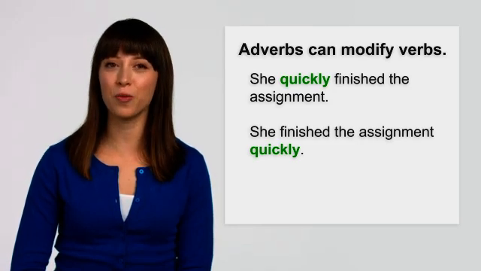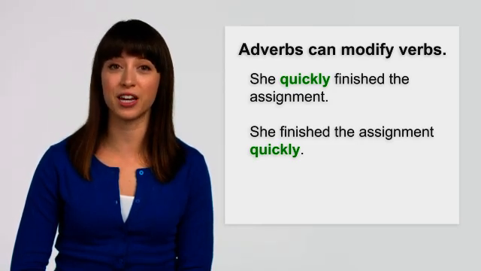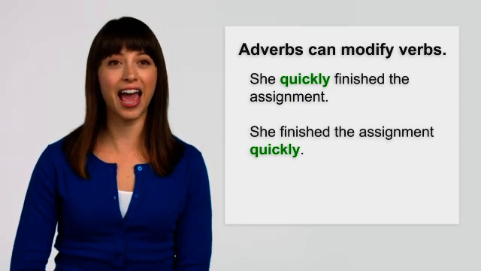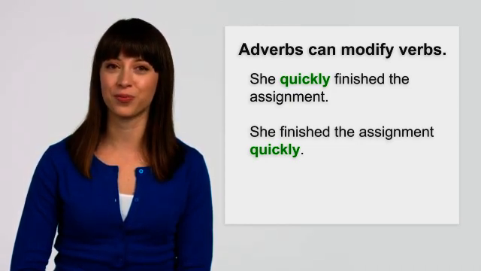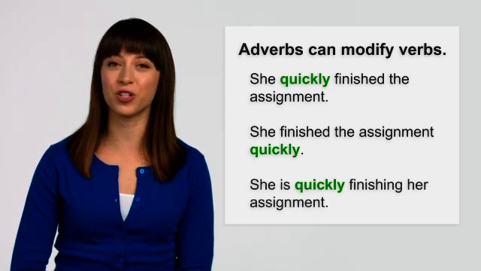Notice when we have a helping verb, such as the verb be in a progressive sentence, the adverb goes between the helping verb and the main verb. She is quickly finishing her assignment.